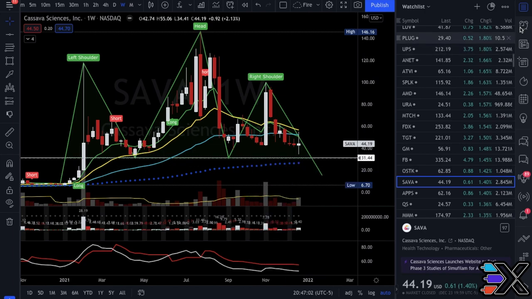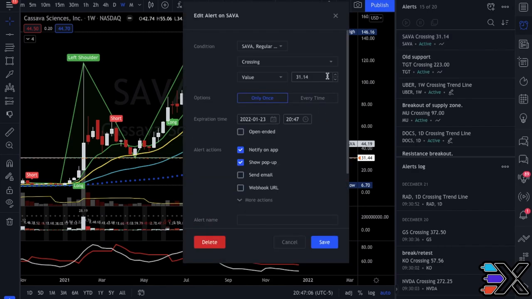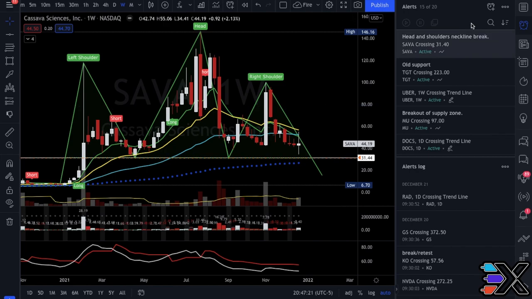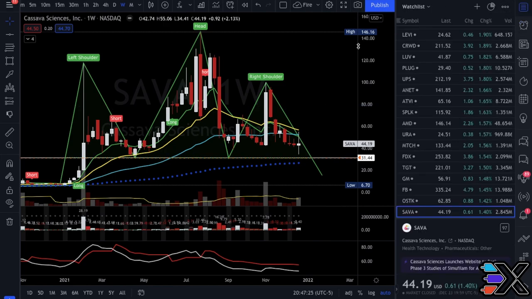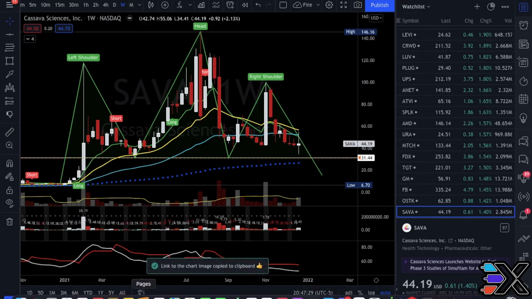Whenever it hits, it hits. When you get the alert, sit and chill for a second, see how price is working. It doesn't mean act right away. Check a couple more things, see if volume is supporting sellers. See if it's just gonna wick off when it breaks down and fake out and bounce back up. That happens all the time. A lot of these can end up being traps, so it's always good to wait and see.